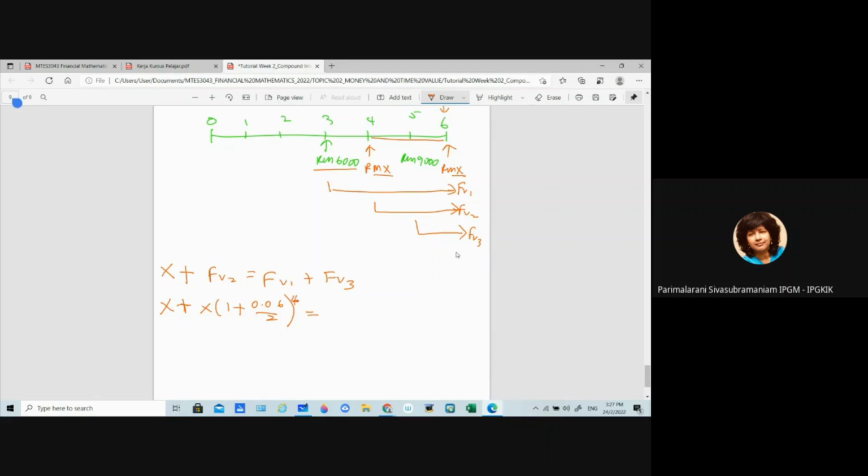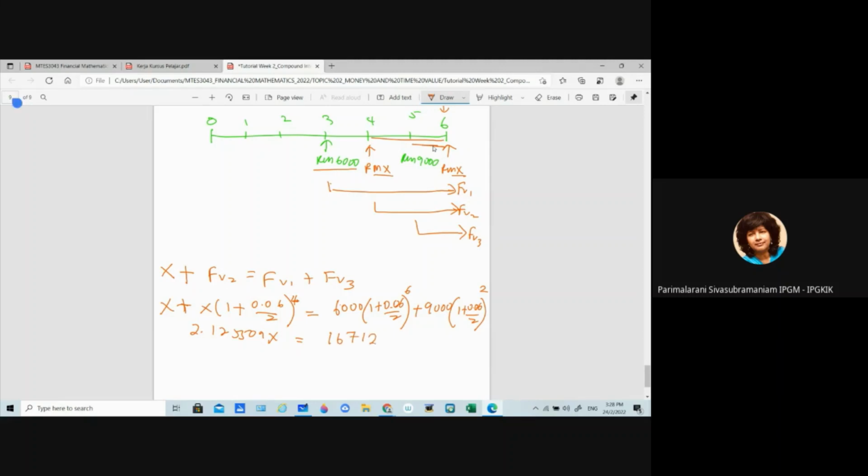This equals FV1, which is for 6,000. So 6,000 into 1 plus 0.06 over 2 to the power of 6, since t is 3 and 3 times 2 is 6, plus 9,000 into 1 plus 0.06 over 2 to the power of 2, since 9,000 is 1 year away and 1 times 2 is 2. Okay, so solve this, you have 2.125509 X equals this plus this, which you solve to get 1.6.